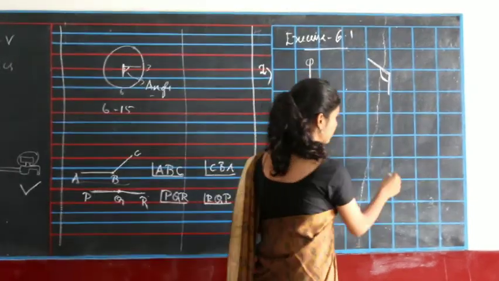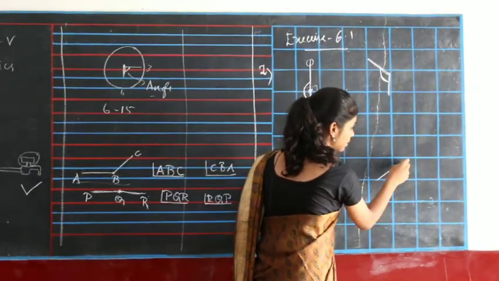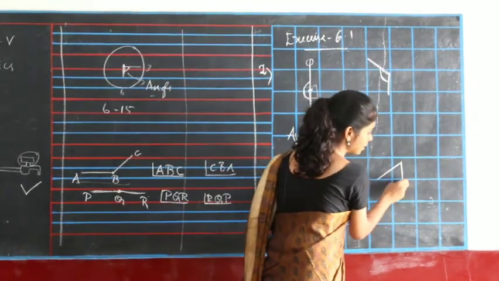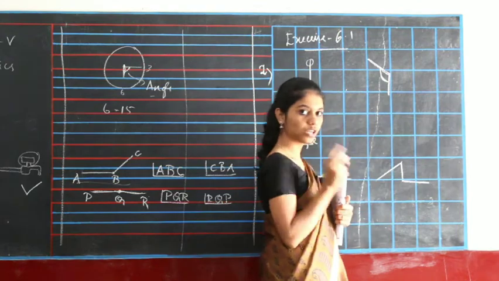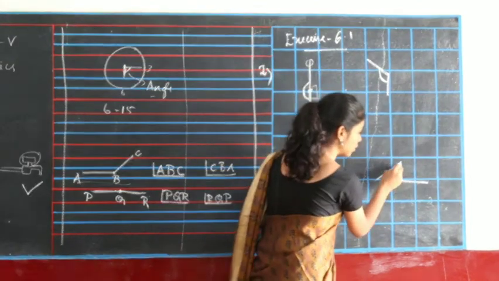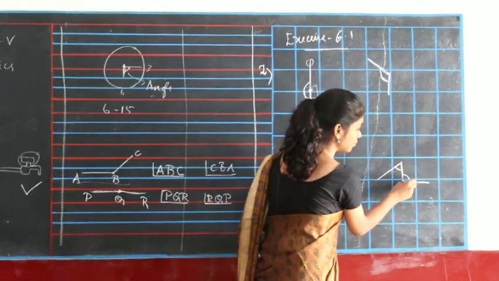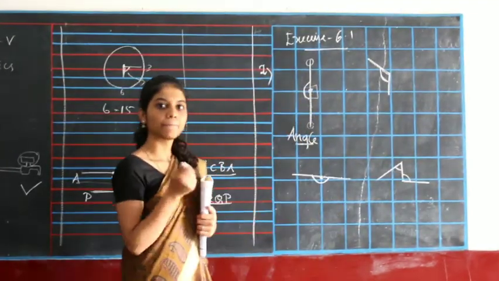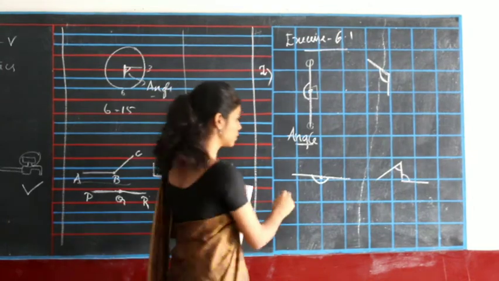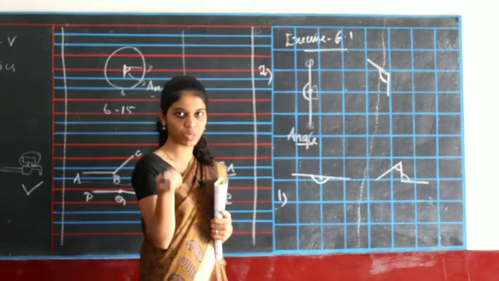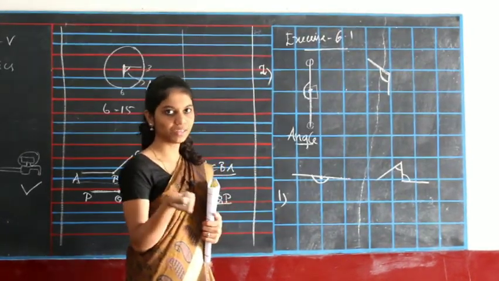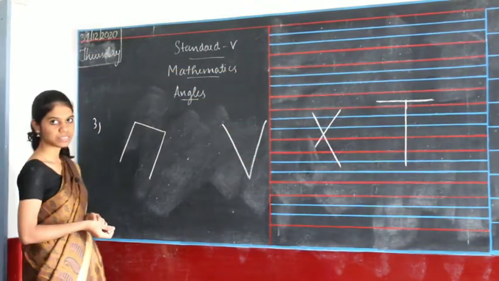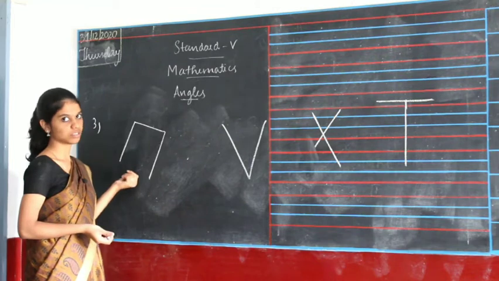So the last one is, he is stretching his leg like this, and the body is like this, and his hand is like this. So here you will get two angles. Here one angle and here one angle. Like this you can find many angles around you. First one will be your homework, because you have to look around you and find the things that have angles.